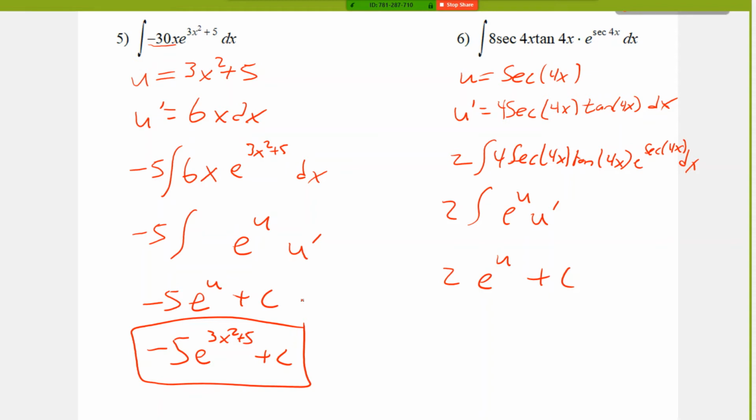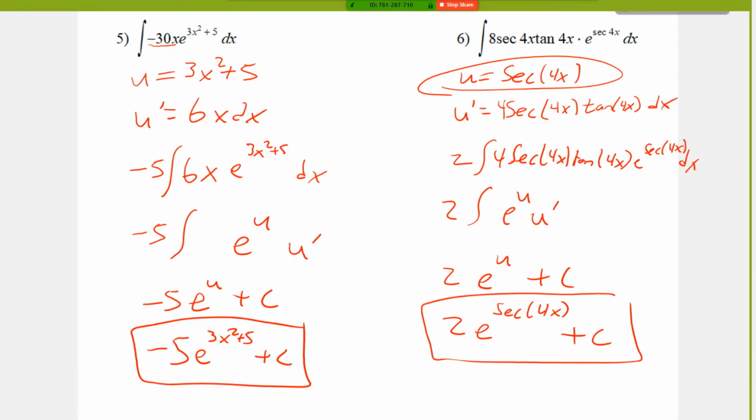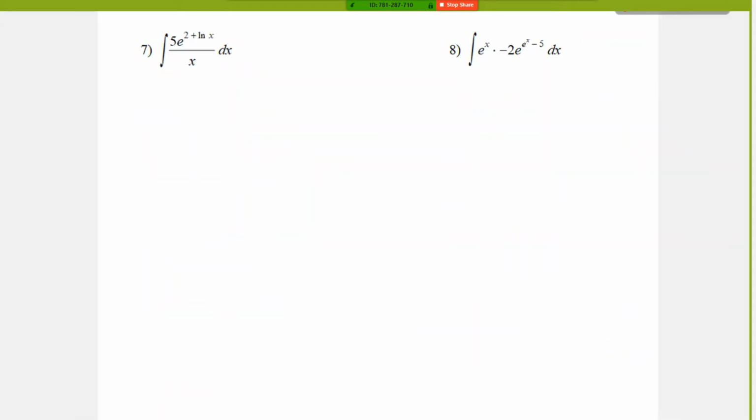Perfect. So this was originally 2 e to the u power plus c, and then we substitute back in for u, and we're done. Plus c. Okay, any questions on these two? Okay, last two.